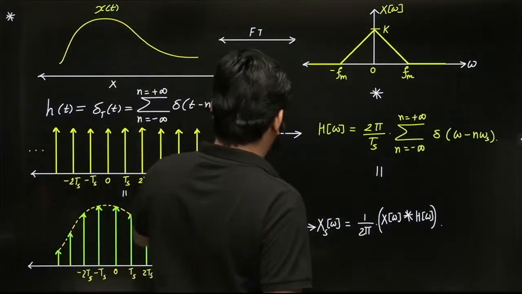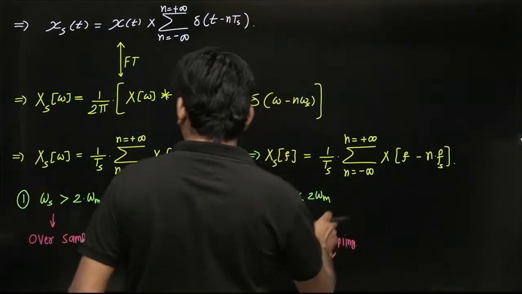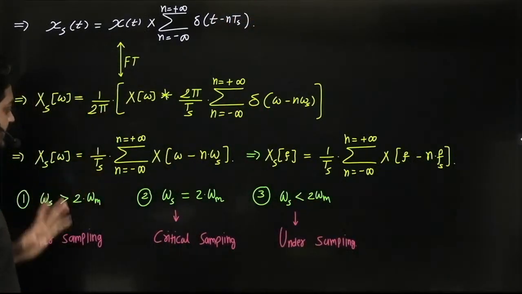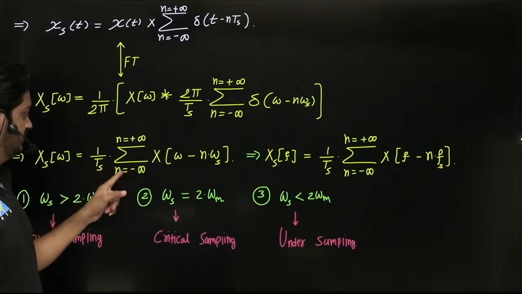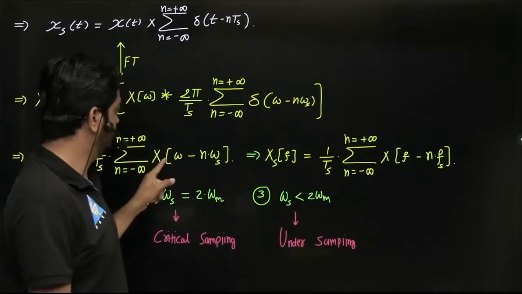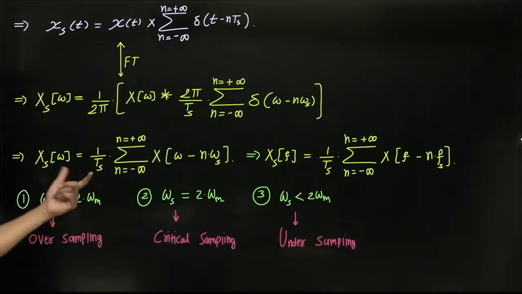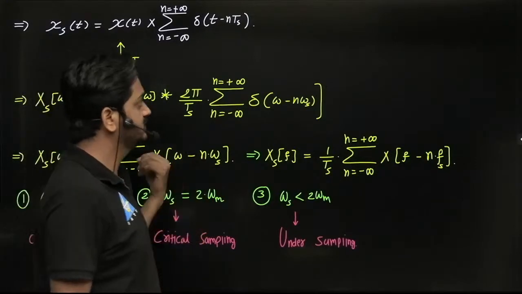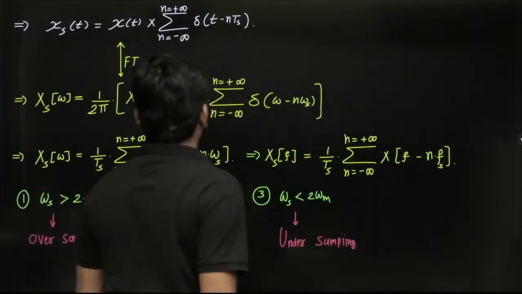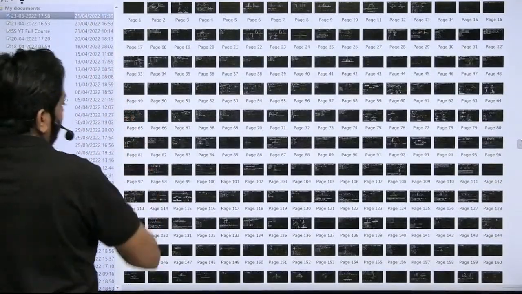So here the output should be, yes, see here 1 upon Ts only, guys. See, 1 upon Ts only, correct? You can see 1 upon Ts summation n equal to minus infinity to plus infinity X of omega minus n omega s, as I told you guys. So this is right only. Okay, we confirm: 1 upon Ts summation n equal to minus infinity to plus infinity X of omega minus n omega s. So our answer is correct, guys. So maybe there is a typing mistake in the question.